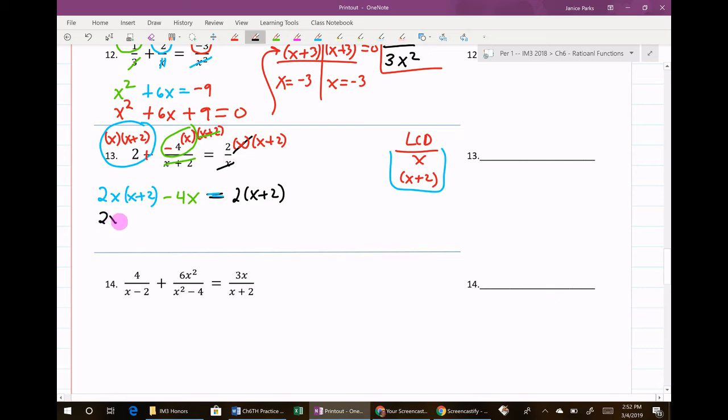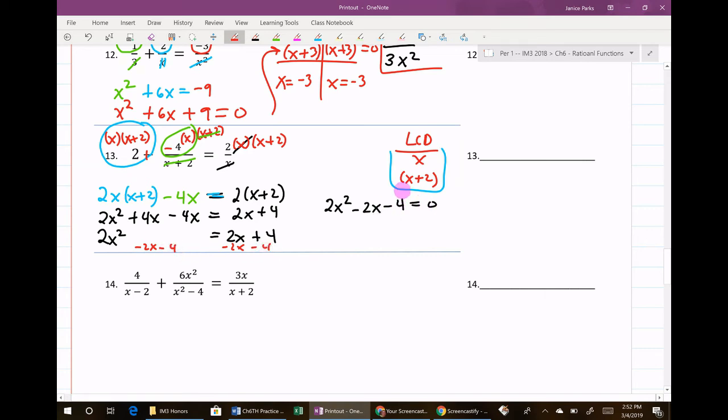If we work this out, I'm going to get 2x squared plus 4x minus 4x is equal to 2x plus 4. So now I have 2x squared. Those cancel each other out. 2x plus 4. So if I move everything to one side, I'm going to have 2x squared minus 2x minus 4 equals 0. Basically, I'm going to subtract this over to this side, and subtract that over to that side as well. So you're left with this. Divide out the 2. And then factor.